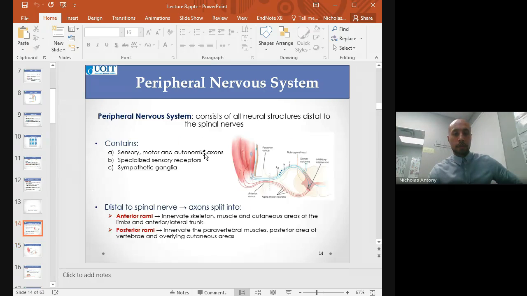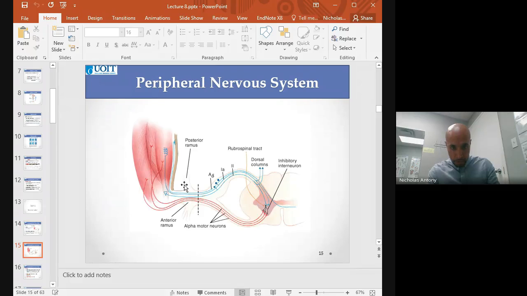And I think a good thing to remember from this slide is that the anterior ramus is a lot bigger. It innervates the skeleton, the muscles, and skin of the anterior part of your body and the lateral part of your body. The posterior ramus, which is smaller, is innervating the muscles on the back end of your spinal cord and the skin of your back. So the anterior ramus is bigger, it's thicker, because it's innervating more areas.